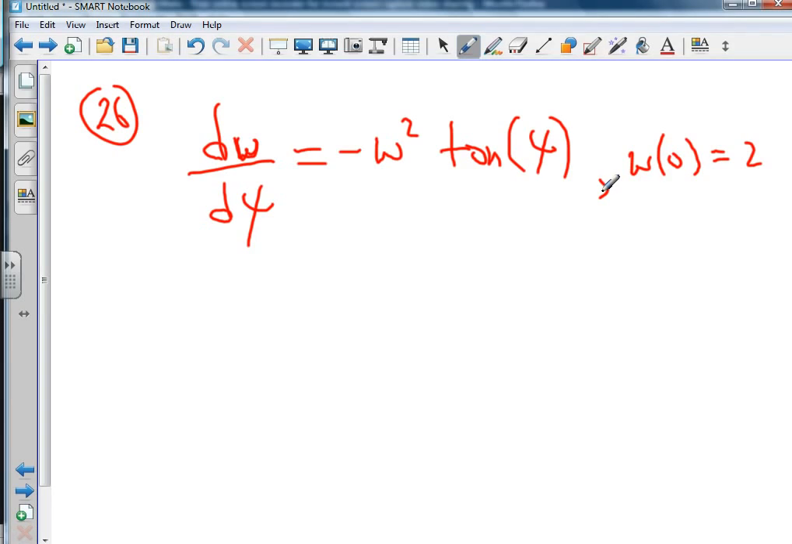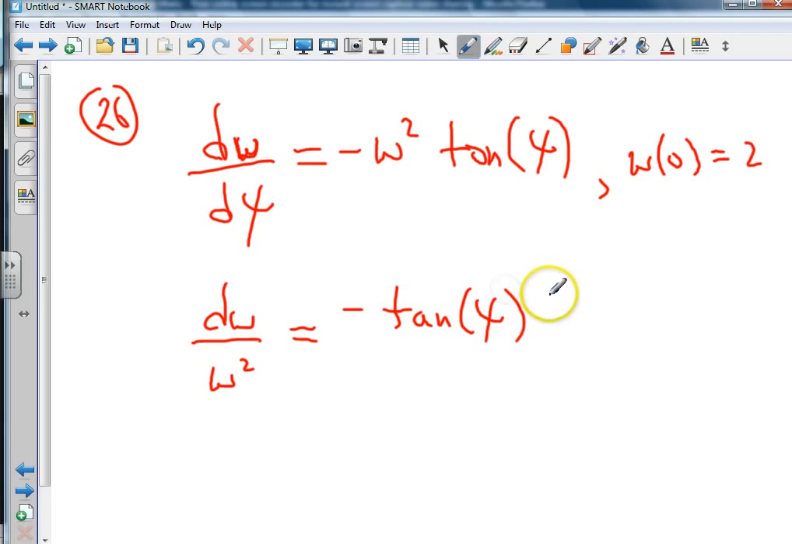d omega over omega squared. You want to say dw over w squared? It's a free country. But I think they're talking about omegas and stuff. Equals what? Negative tan of psi times d psi. That's it. Okay.